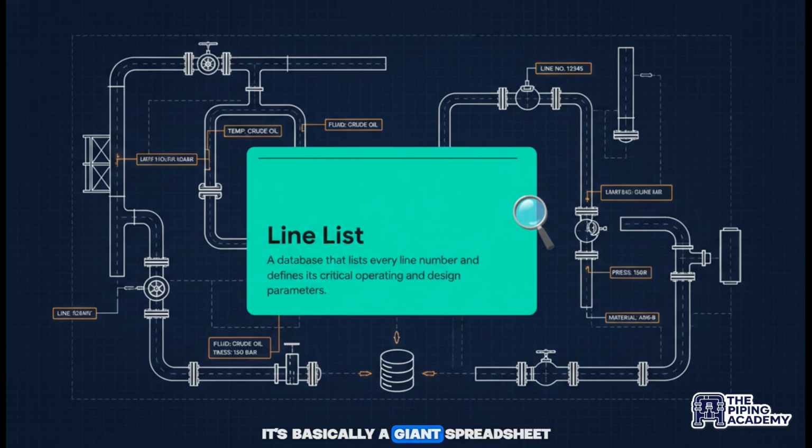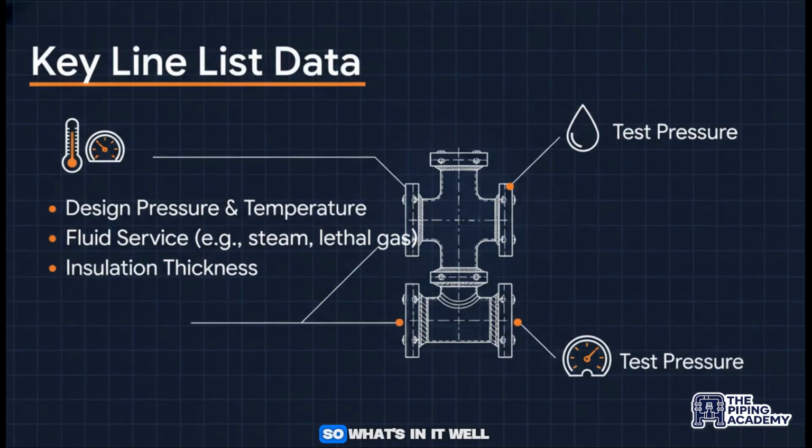It's basically a giant spreadsheet or a database that lists every line number and spells out all its critical operating parameters. So, what's in it? Well, it tells you the design pressure and temperature, and right there, that's what dictates your stress analysis. It tells you the fluid service. Is this line carrying simple water or high-pressure steam, or maybe something really nasty like a lethal gas? It also tells you the insulation thickness, which is something you absolutely need to know to calculate the right spacing between your pipes.